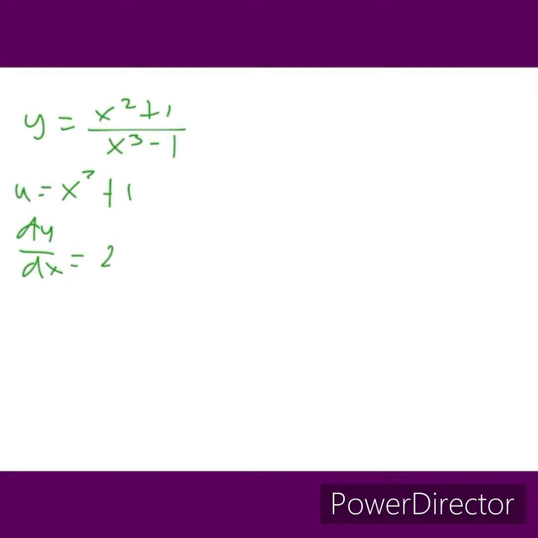Let's learn an illustrative example. Find the derivative of y is equal to x squared plus 1 over x cubed minus 1. Let u is equal to x squared plus 1. So du over dx, or the derivative of u, is equal to 2x. And v is equal to x cubed minus 1. And the derivative of v is equal to 3x squared.